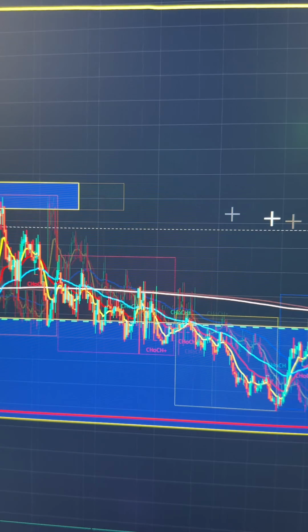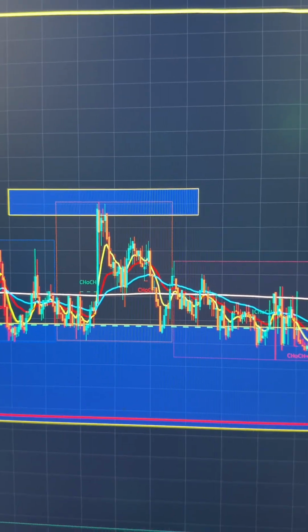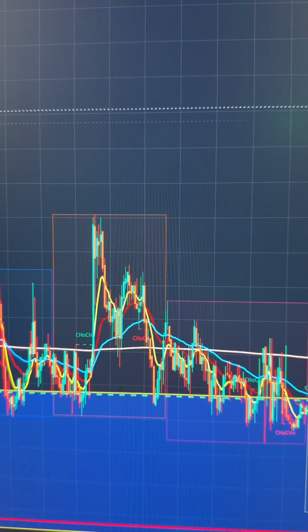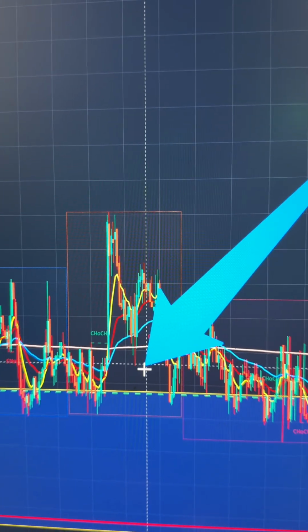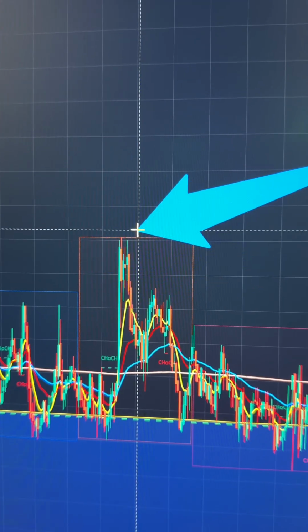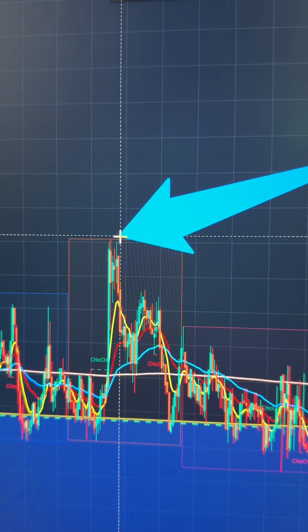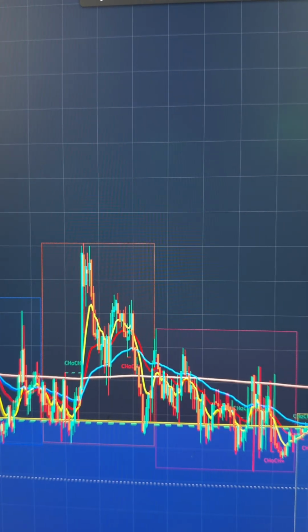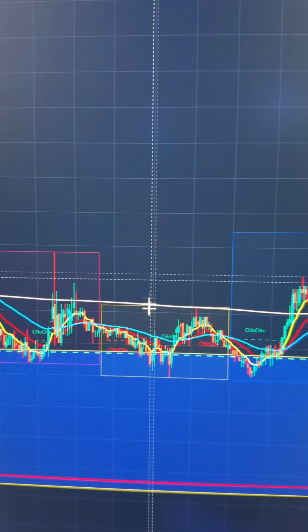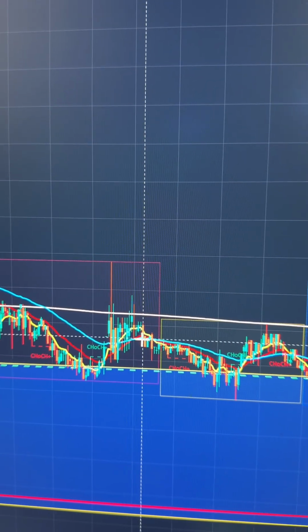So again, what do I always say? I look for a session sweep. In this case, the U.S. session swept above the London session. So that means there's a high chance that price might start reversing. What I'm going to look for now is to anchor my daily VWAP.